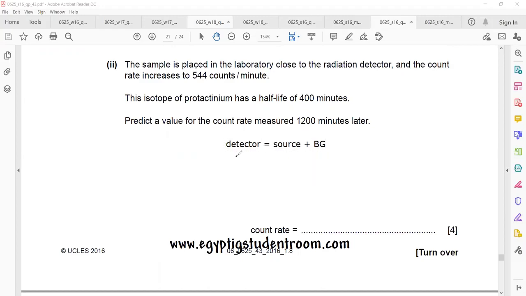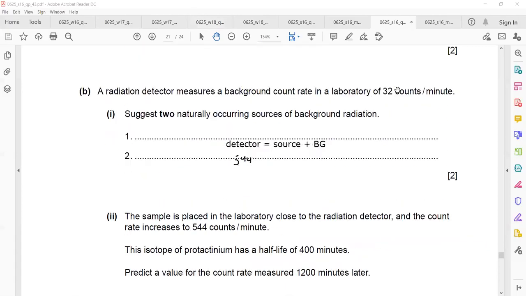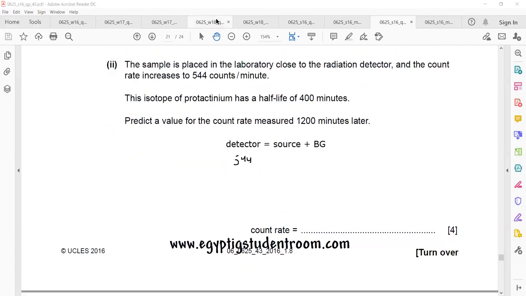The detector reading is 544. Background radiations, as you can see, 32. So how many radiations are there from the source? How many radiations are there due to the source? That is 512. So only the source radiation will become half. The half-life is 400 minutes and we want the reading after 1200 minutes.